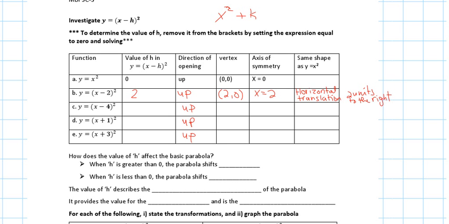The step pattern doesn't change. It's 1, 3, 5. Right? The only thing that's going to change your step pattern is an a value. That's it. The step pattern is going to be the same.